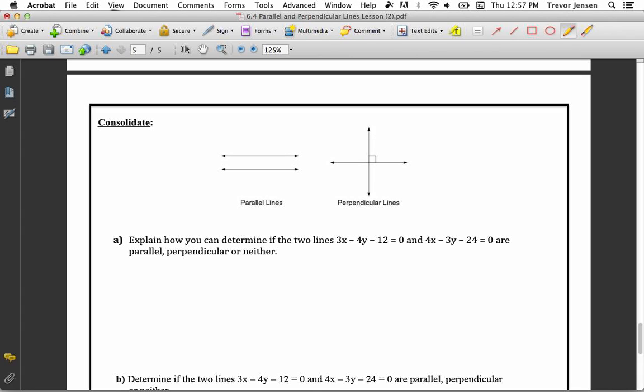If you've got two parallel lines, this is what they would look like on a graph. They would be two lines that no matter if you graph them forever, they will never intersect each other. And parallel lines have identical slopes. So these ones would have the same slope.